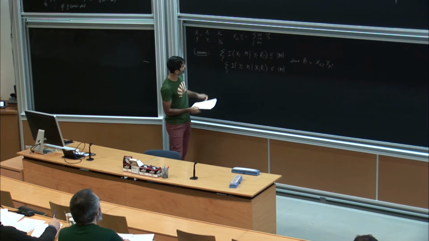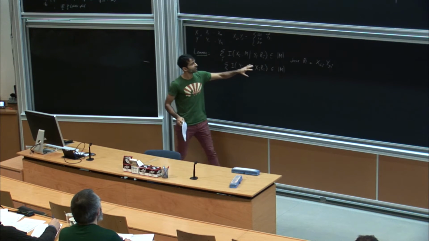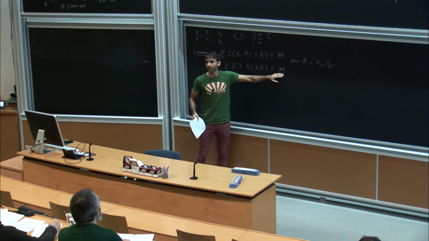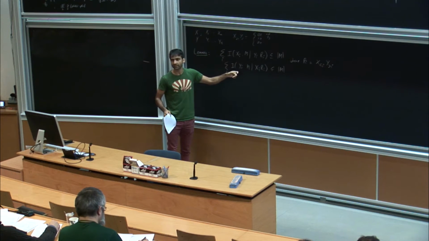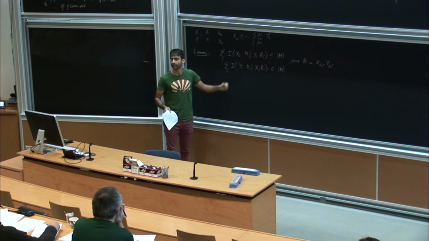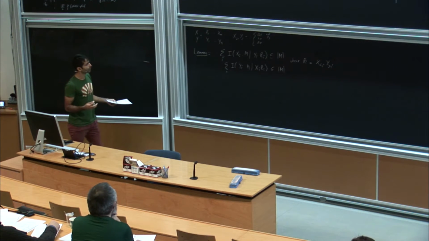So what this is saying is that you take this quantity for every i and you sum them up, you get something that's little o of n. So it means for an average i, both of these quantities are little o of 1. Okay, so let me try and give you some intuition.